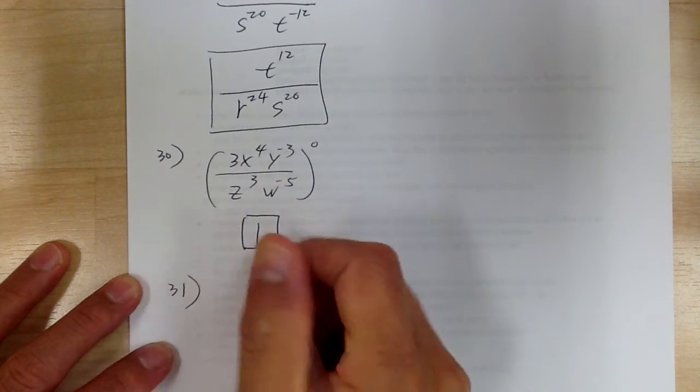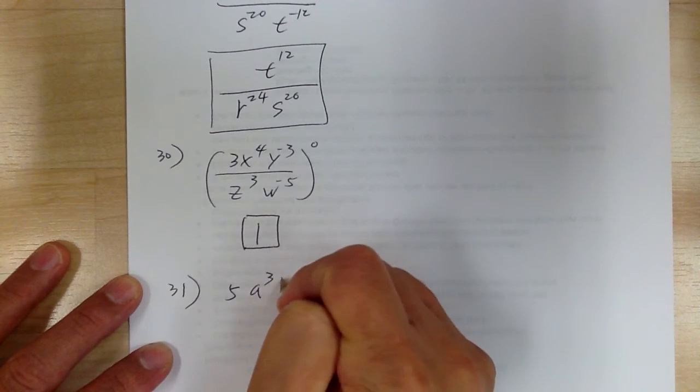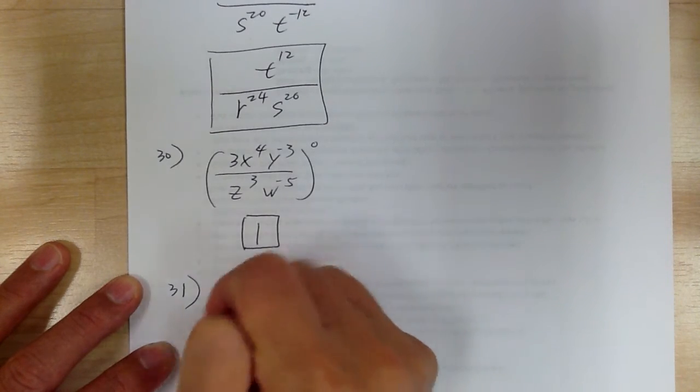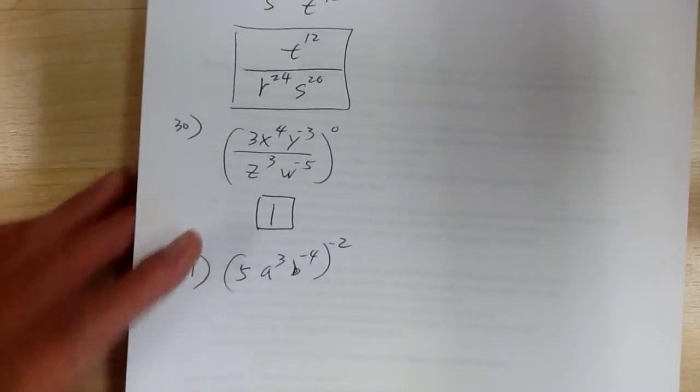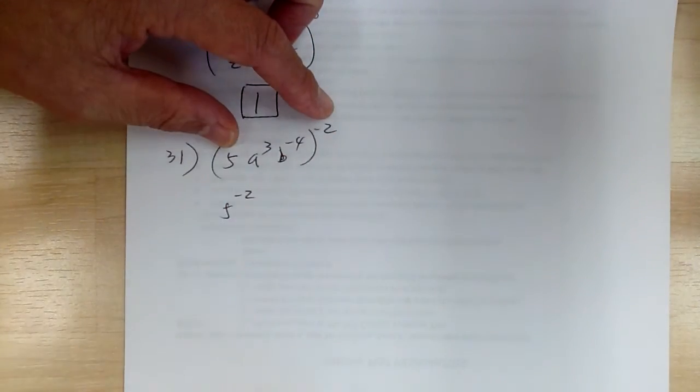Okay, 31. You have 5a, 3b to the negative 4, all to the negative 2. So again, you apply the power rule. So this would be 5 to the negative 2 power.